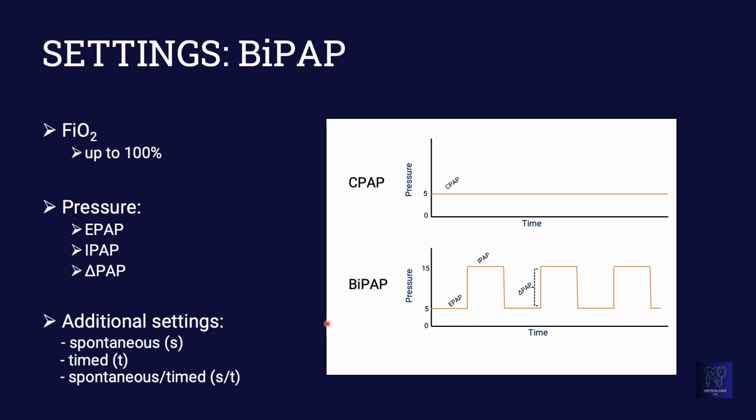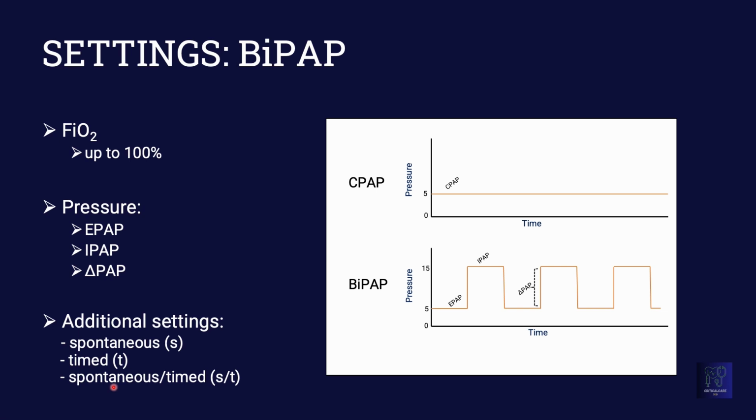Additional settings to know for BiPAP are related to the respiratory rate. So there is something called spontaneous mode, meaning every single breath is initiated by the patient. The machine simply supports the breath with delta PAP. Second is a timed mode where you can set a respiratory rate. Let's say you set a rate of 10 breaths per minute. So every 6 seconds, the machine increases the pressure from EPAP to IPAP, meaning it pushes air into the lungs, so that the patient is getting a breath at least every 6 seconds, which will be 10 breaths per minute.